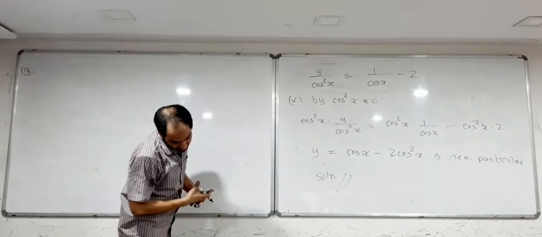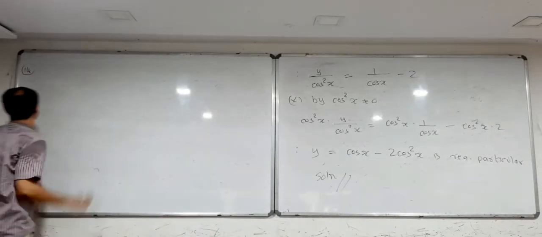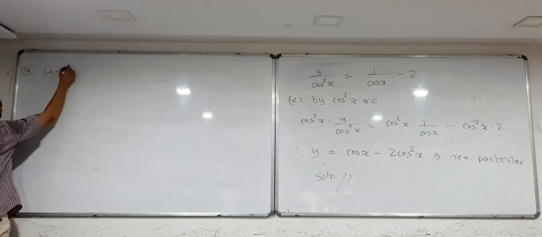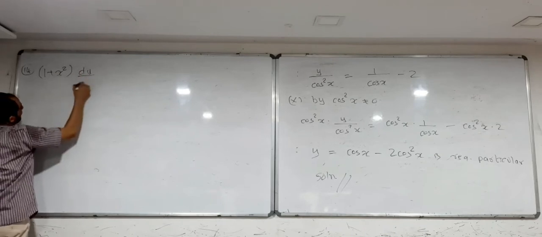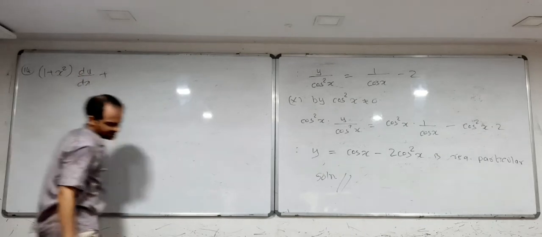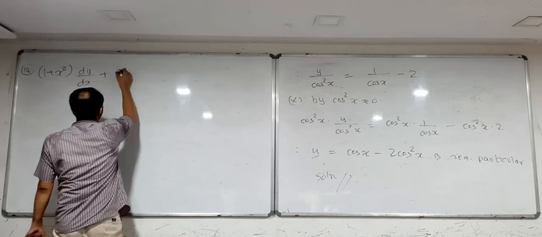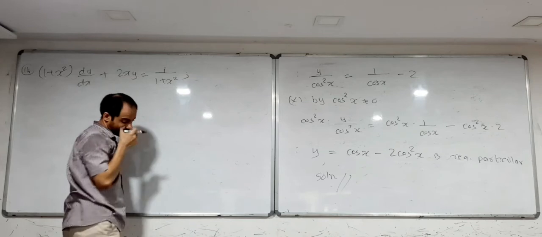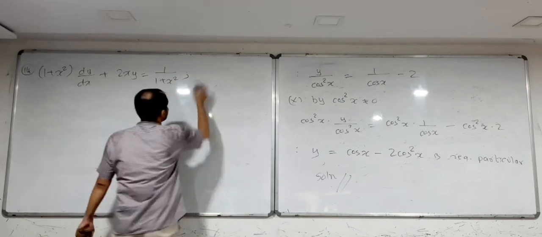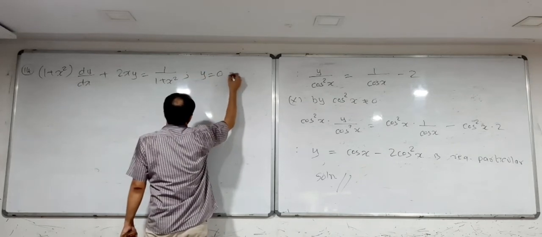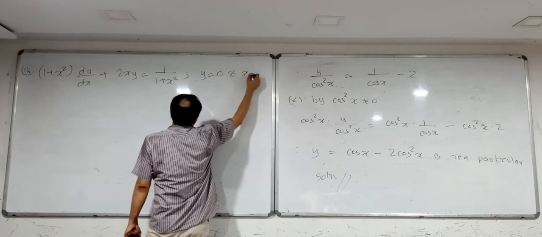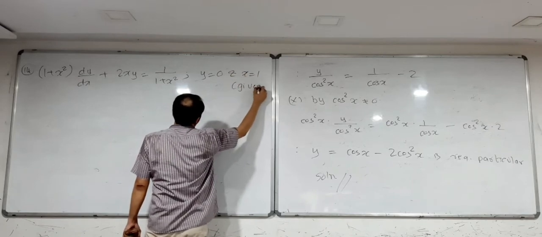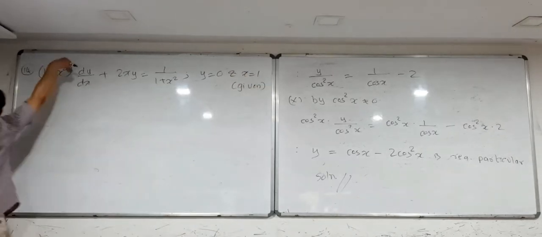1 plus x square into dy by dx plus 2xy is equal to 1 upon 1 plus x square. The condition given is y is 0 when x is 1. First we have to solve the differential equation.